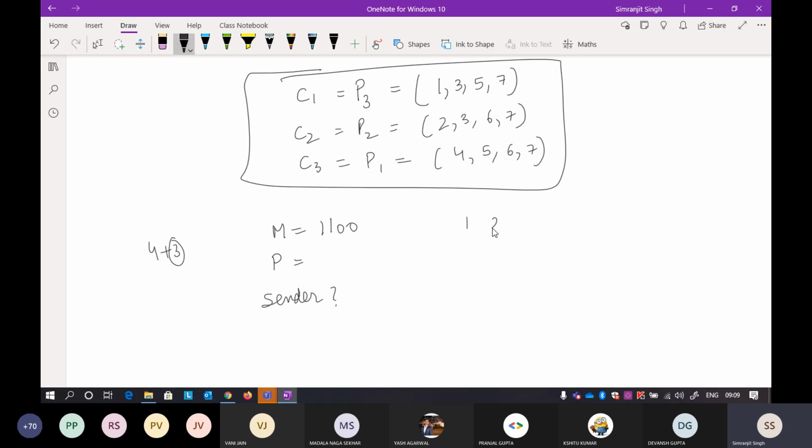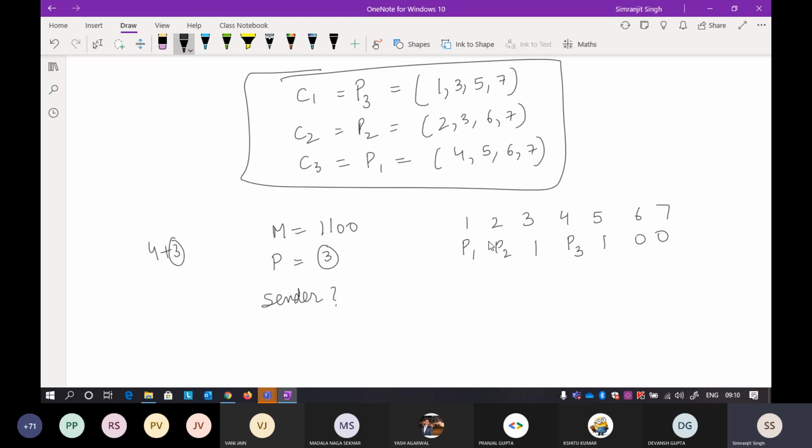Now I'll list 1, 2, 3, 4, 5, 6, 7. We already know at which positions the three parity bits will be. The first parity bit will be at this position, the second at this position, the third at this position. Now what is the message here? The message is 1 1 0 0.